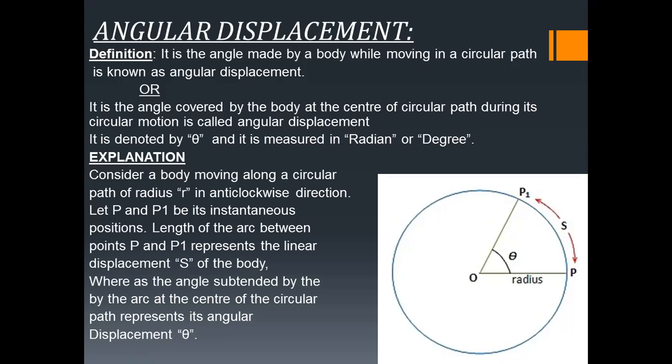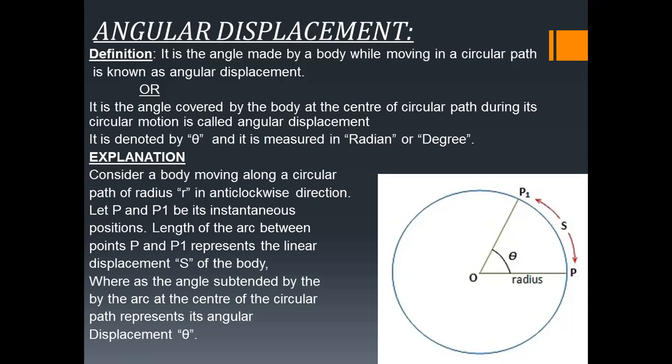Explanation. Here we have given an explanation, you are seeing the graph. There are two points, P and P1. When the object moves from P to P1, the circular distance is denoted by S, and while we are tracing the line, definitely it makes an angle theta with the origin.